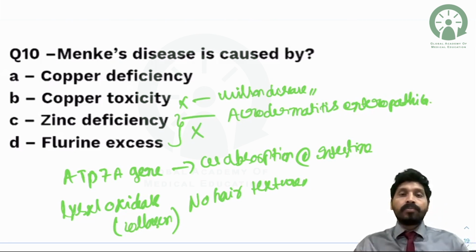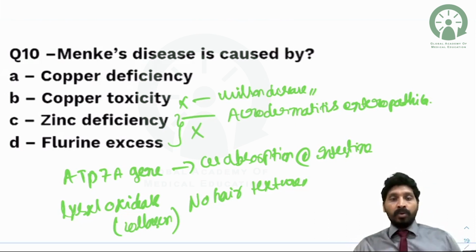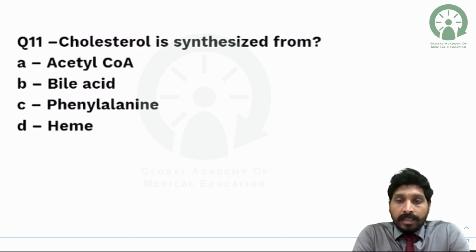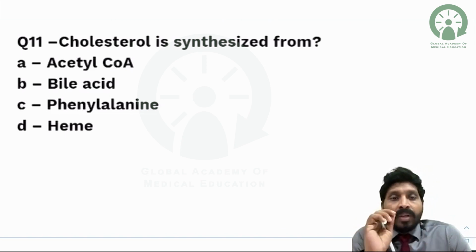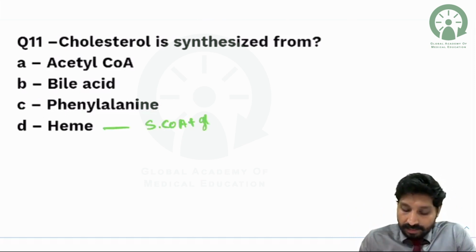Fluoride leads to excessive deposition, like dental fluorosis, and also bone fluorosis you can make out. Cholesterol is synthesized from, so again the basic question has been asked repeatedly. Cholesterol is synthesized from options: acetyl CoA, bile acid, phenylalanine, heme. So here heme is synthesized from succinyl CoA plus glycine.